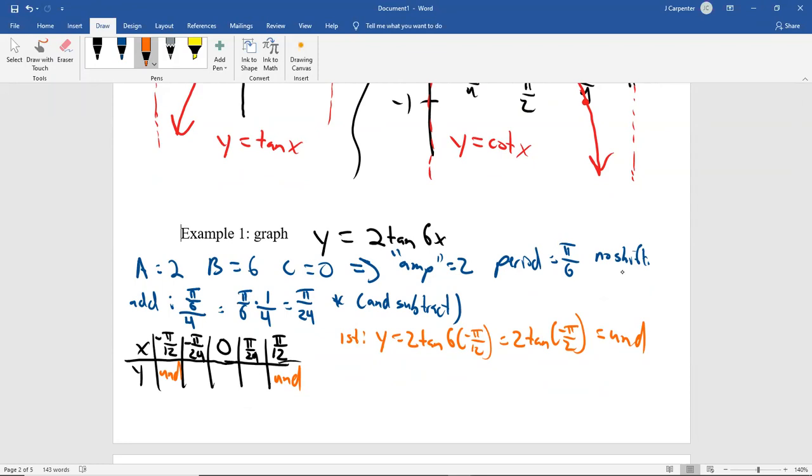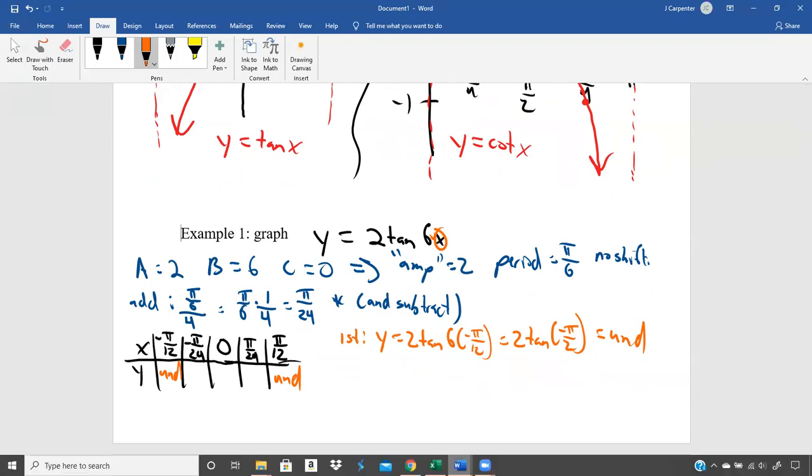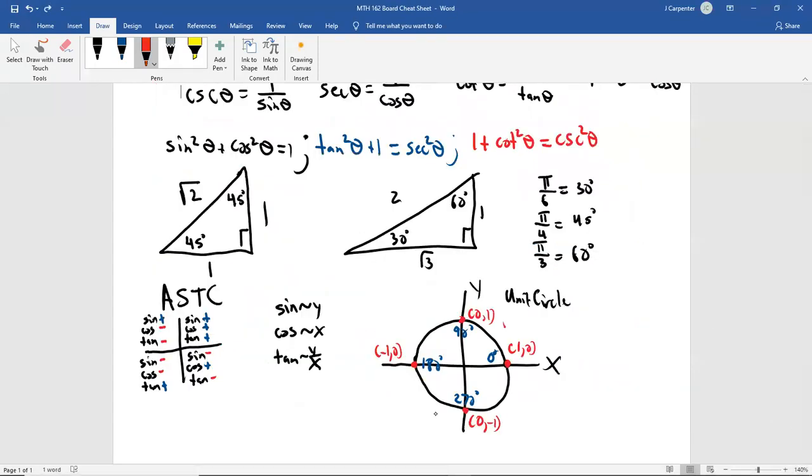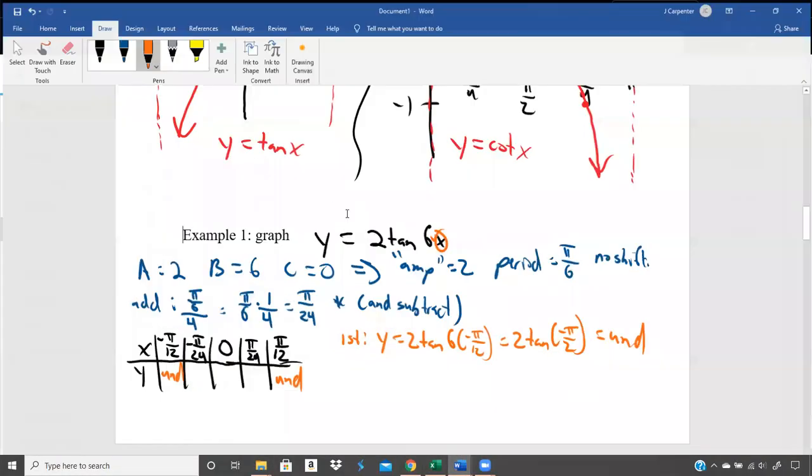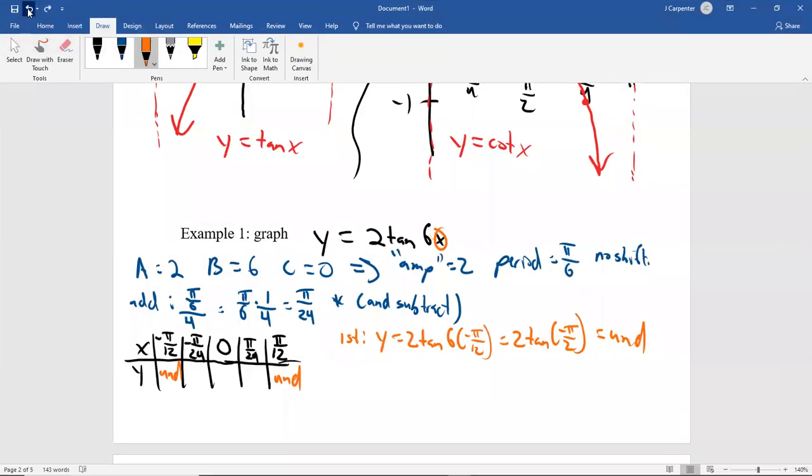If you plug in 0 here, 6 times 0 is 0. The tangent of 0 degrees, going back to the unit circle, here's your 0 degrees. Tangent is y over x. 0 over 1 is certainly 0. Oops, too much. Undo. There we go. So 0.